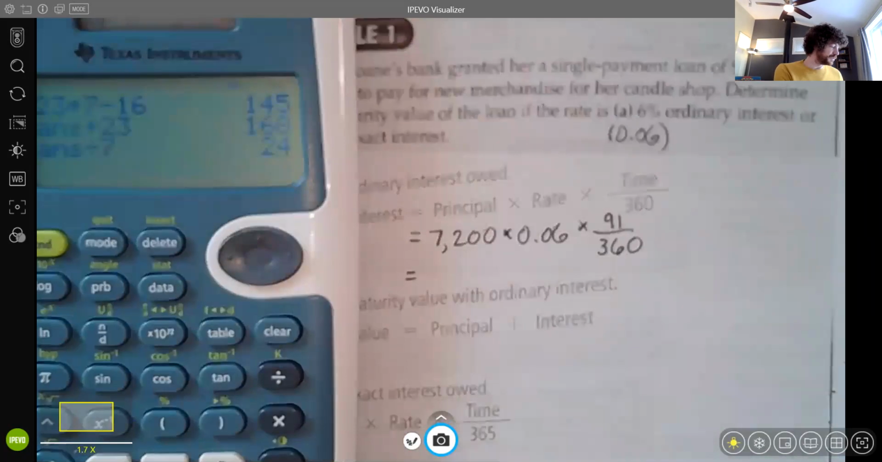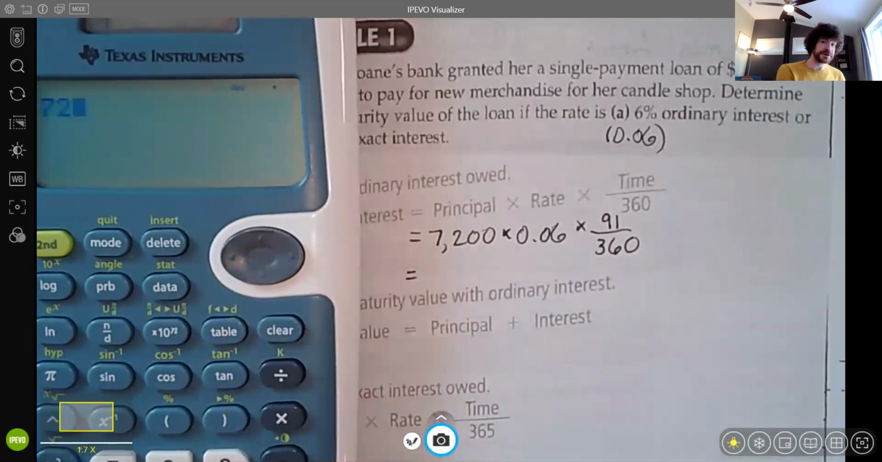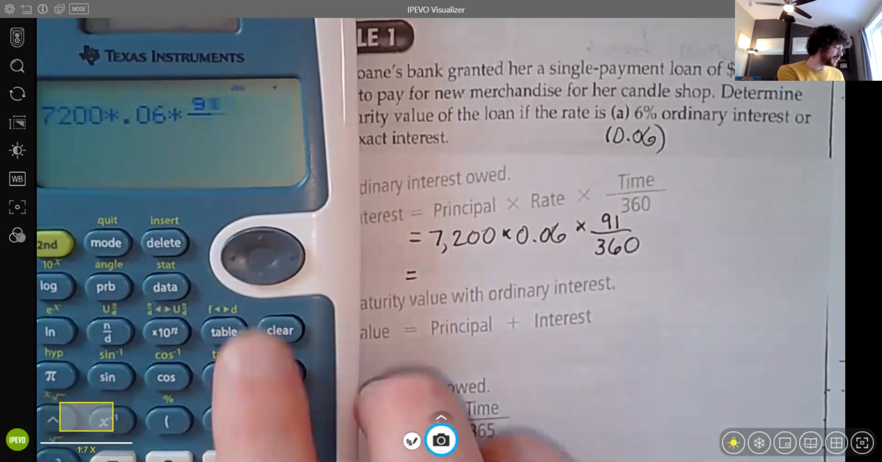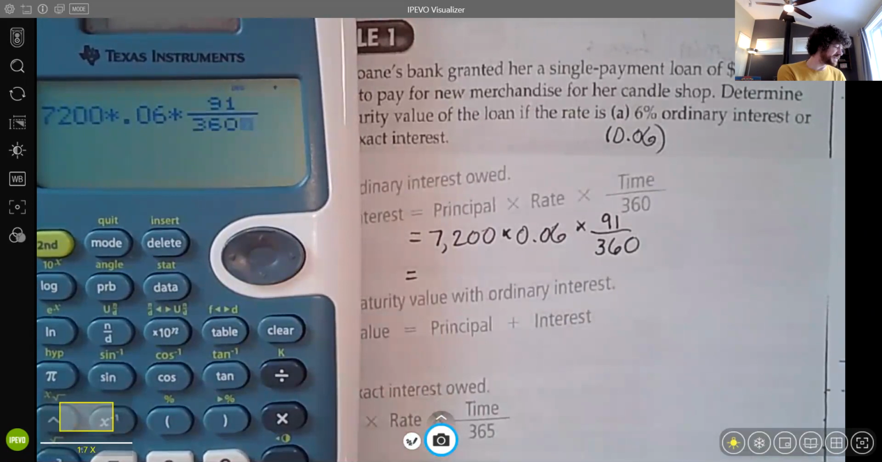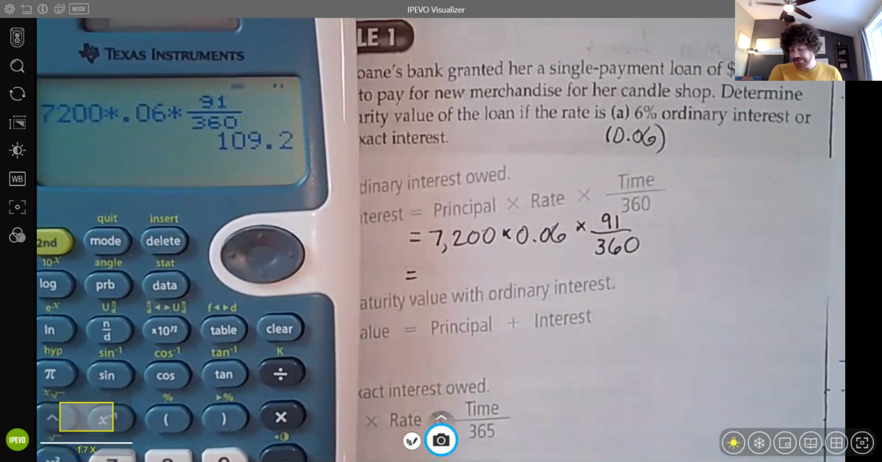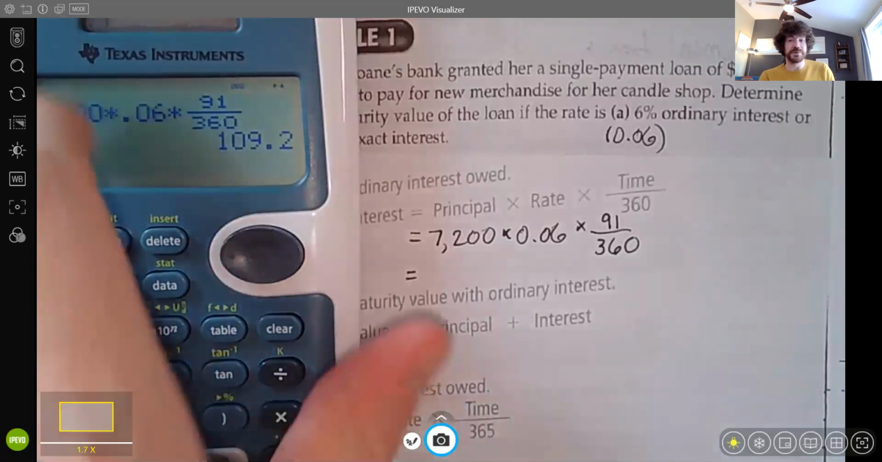So the ordinary interest will be equal to 7,200 times 0.06 times, I can open up a fraction here, 91 over 360. And we end up with $109.20 in ordinary interest. So 109.20 for that one.